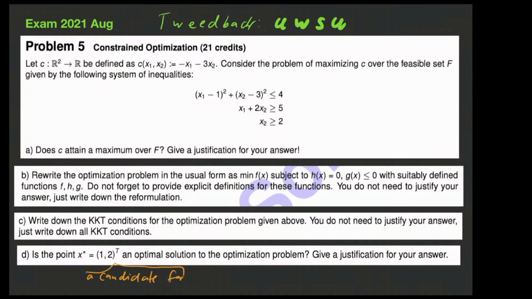It was one of the harder problems. It was meant to be one of the harder problems. But I think if you prepare well, you should still be able to solve that without too many problems. So let's quickly gather our facts here. We have this objective function c, which looks like this, that we want to maximize. And here are the constraints. First question: does c attain a maximum over F, where F is the feasible set given by these inequalities? Well, obviously, c is a continuous function, so that's the usual argument.